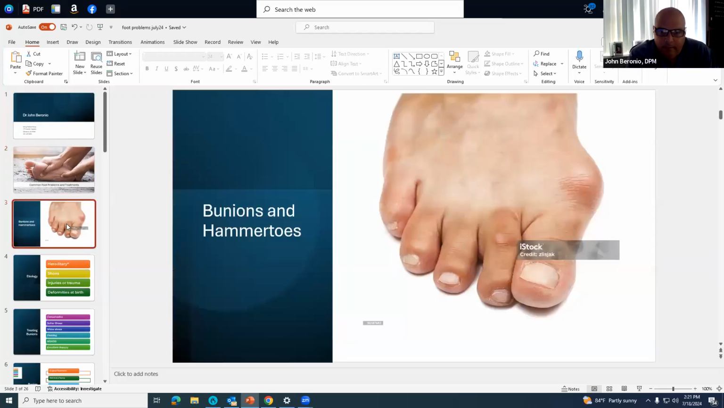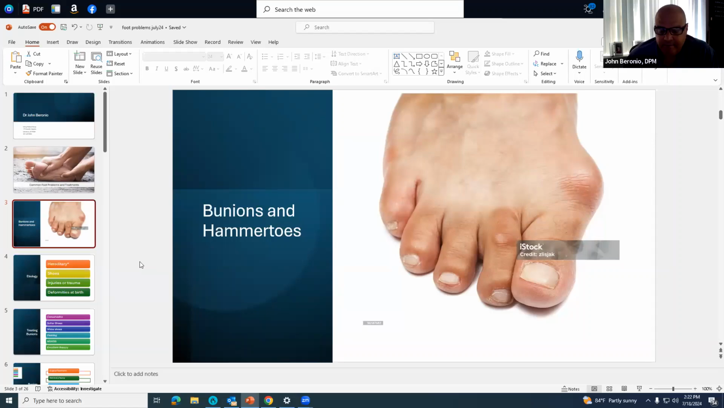First thing we'll talk about are bunions and hammertoes. If you've ever taken a look at your foot, or you've taken some shoes off and see this big bump on the side of your big toe, and it's red and painful after wearing shoes, then most likely you have a bunion. And if you've ever looked at any of your little toes and have seen a little corn on top where the toe is sticking up instead of laying flat, that's what's called a hammer toe. So bunions and hammer toes are pretty much our bread and butter.